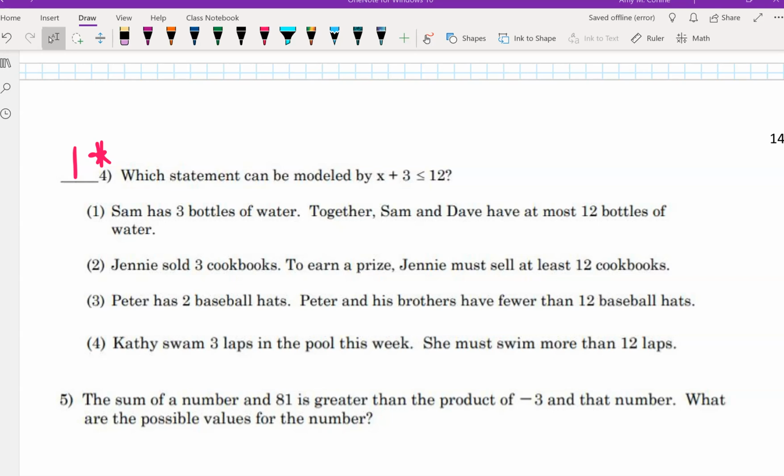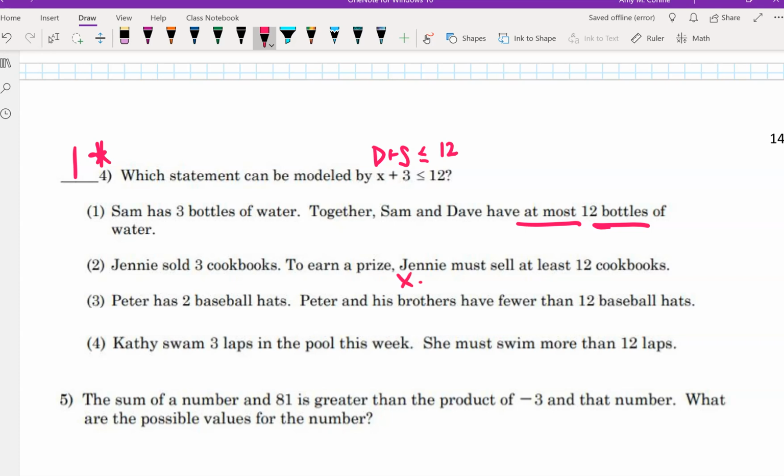So I said answer choice 1. Answer choice 1 says Sam has 3 bottles of water, and together, Sam and David have at most 12 bottles. Remember, at most is going to give you that less than or equal to. So for number 2, Jenny has 3 cookbooks, and to earn a prize, she must sell at least 12.